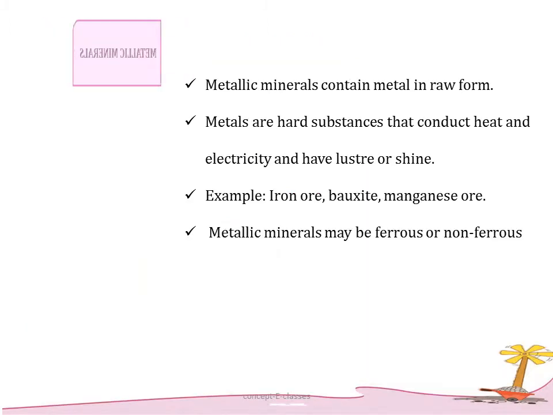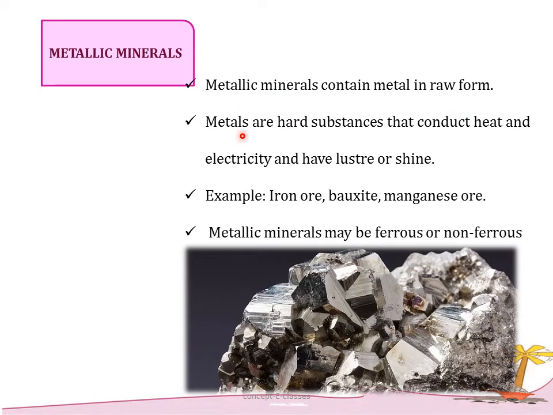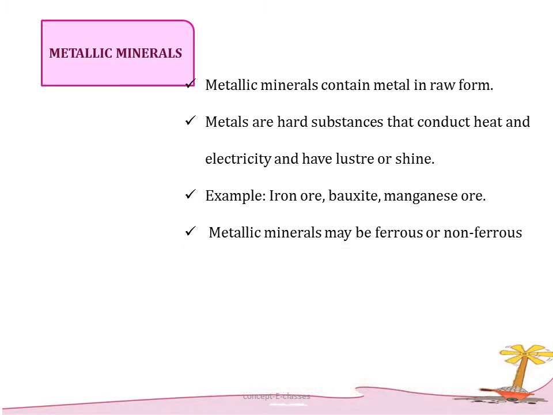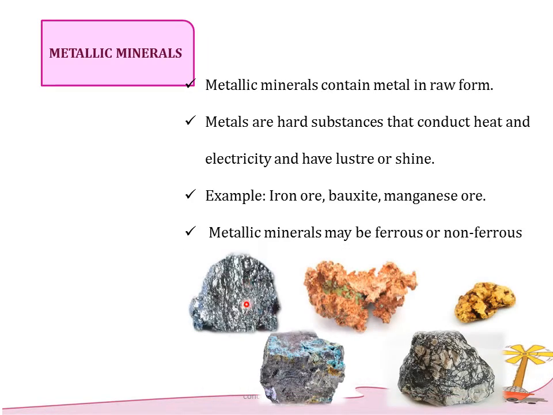First, let's study about metallic minerals. The metallic minerals contain metal in raw form. Now metals are hard substances that can conduct heat and electricity, and they have luster. Luster is a characteristic which gives a shiny appearance. Some examples of metallic minerals are iron ore, bauxite, manganese ore, copper, gold, etc. Now what is this ore? Rocks from which the minerals are mined are known as ores.